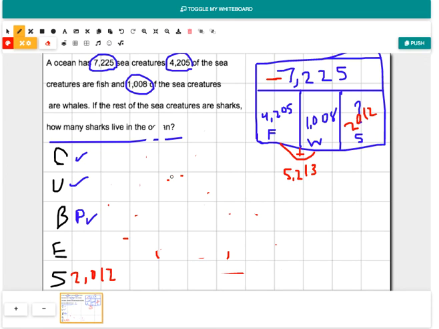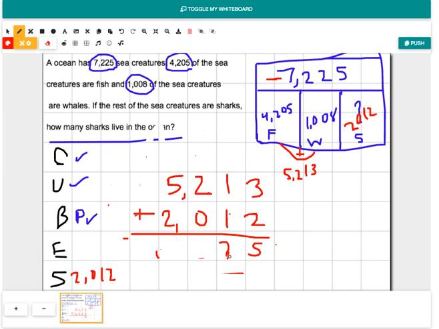So if I add 5,213 and I add my number of sharks, which we know is 2,012 now, I should get 7,225. So 3 plus 2 is 5, 1 plus 1 is 2, 2 plus 0 is 2, 5 plus 2 is 7. So I got the correct answer because all my parts added together equal my total at the top. So the number of fish plus whales plus sharks equals the total number of sea creatures.